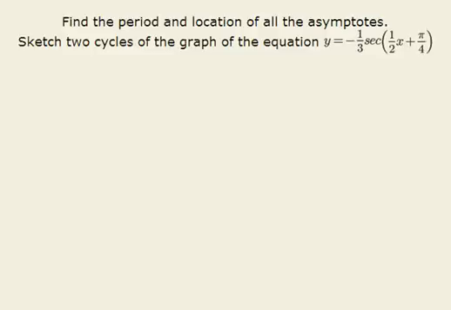In this problem, we are asked to find the period and the location of all asymptotes and sketch two cycles of the graph of y equals negative 1/3 secant of 1/2 x plus pi over 4. In order to sketch this graph, we will recognize that it's going to take the graph of secant and take all those y values, multiply them by 1/3, so compress them vertically, and then finally multiply it by a negative, which is going to reflect it across the x-axis.